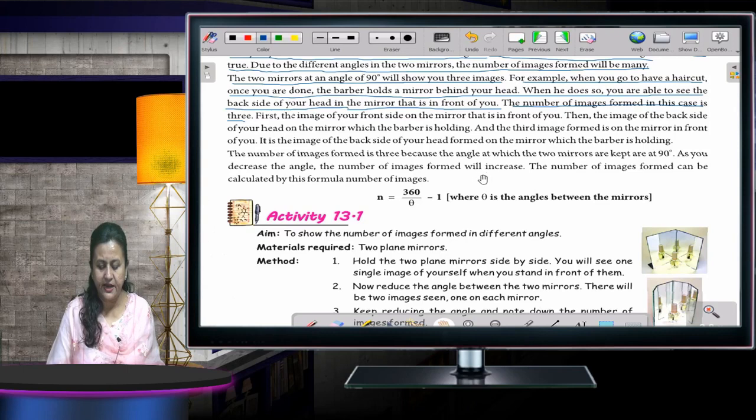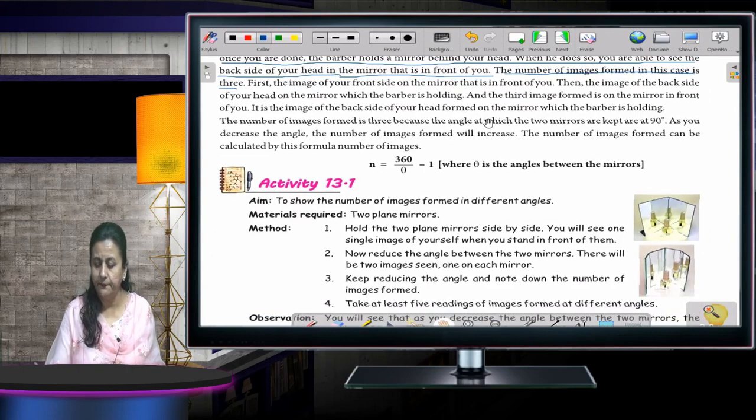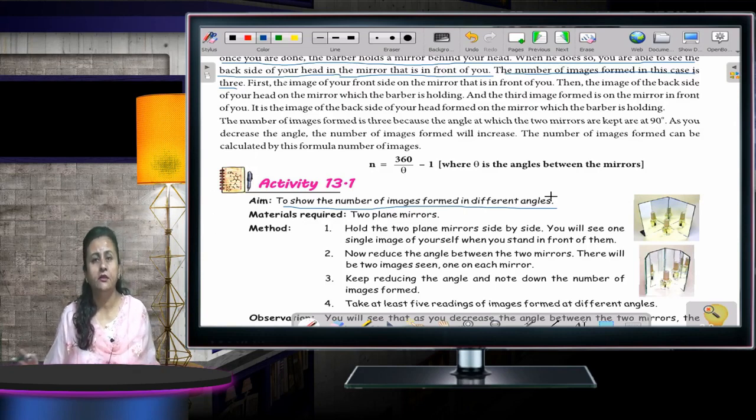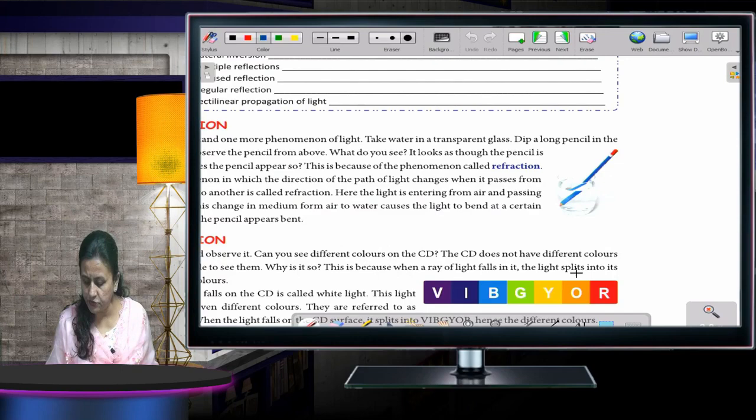Now this is an activity you can just go through, in which it is shown the number of images formed at different angles. You are keeping the mirror at different angles and you would find the number of images keep on increasing or decreasing by the way you are placing the mirror. Okay, now moving to the next one.